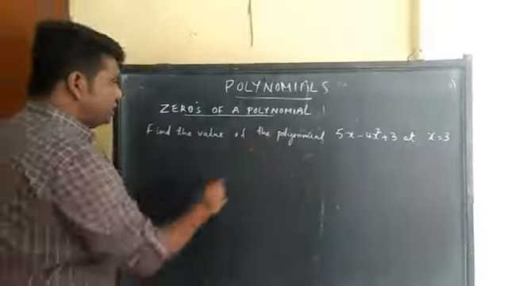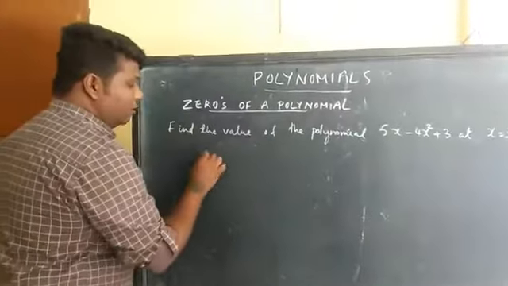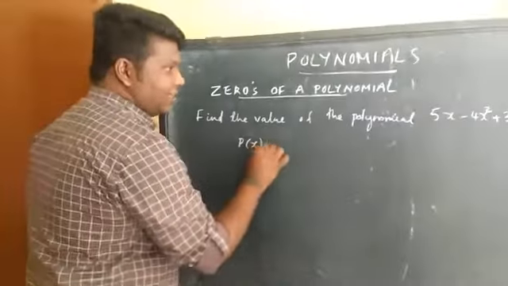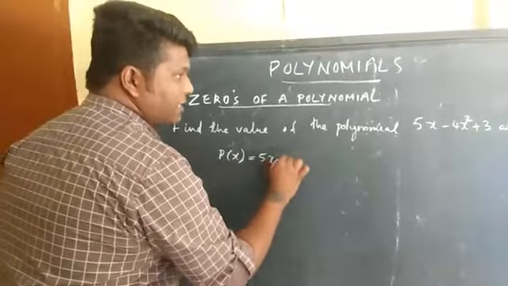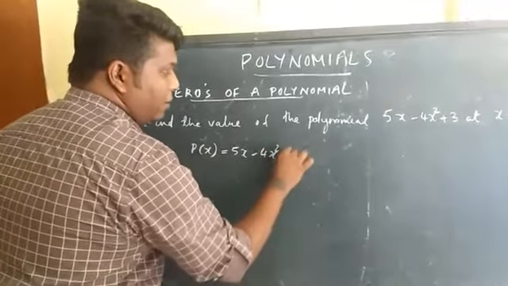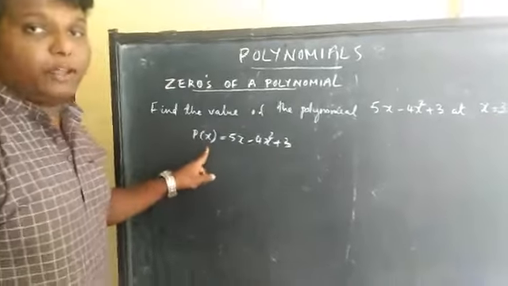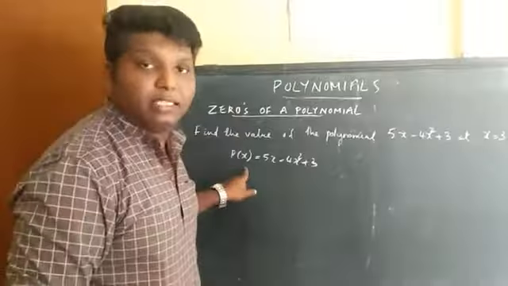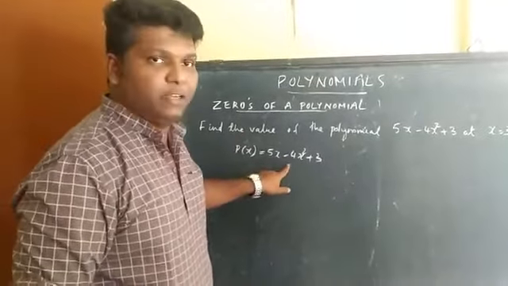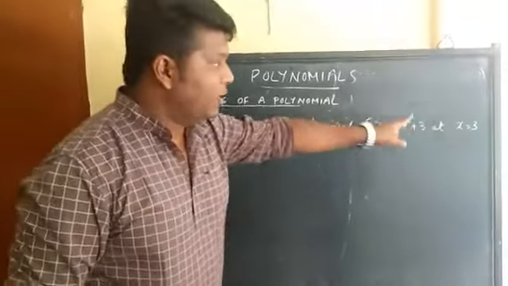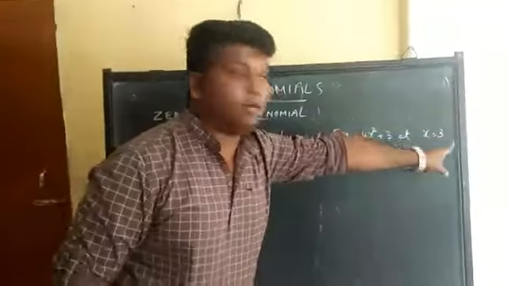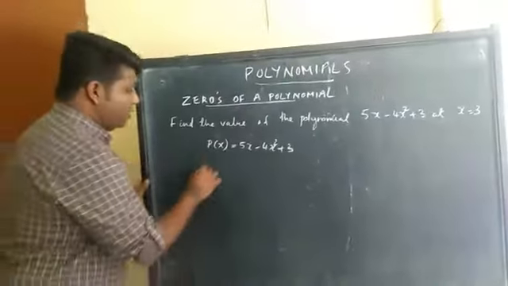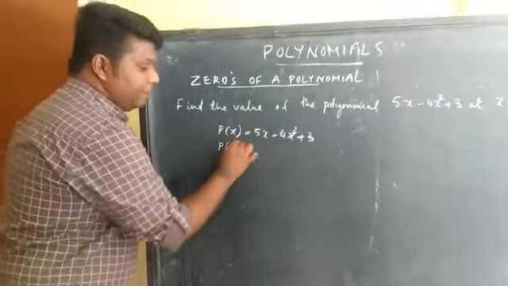So the method of writing this one: given polynomial, we will write p of x is equal to 5x minus 4x square plus 3. What is the meaning of p of x? Polynomial in x. Whenever a polynomial is given, we will mention it as p of x. So p of x is given, and now we have to find the value when x becomes 3. So we have to find p of 3.